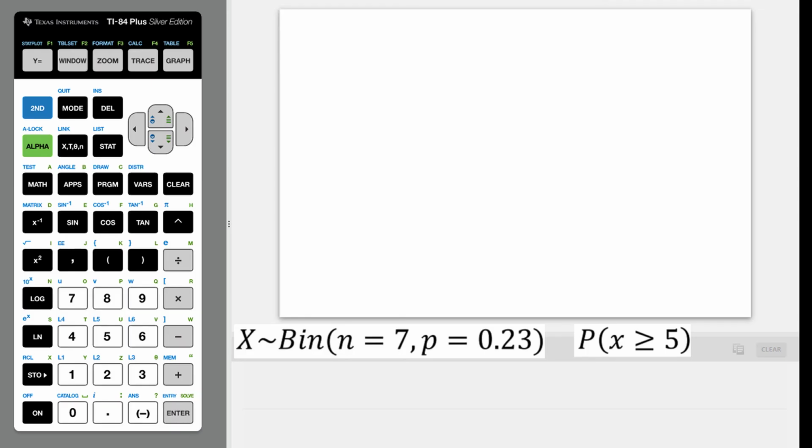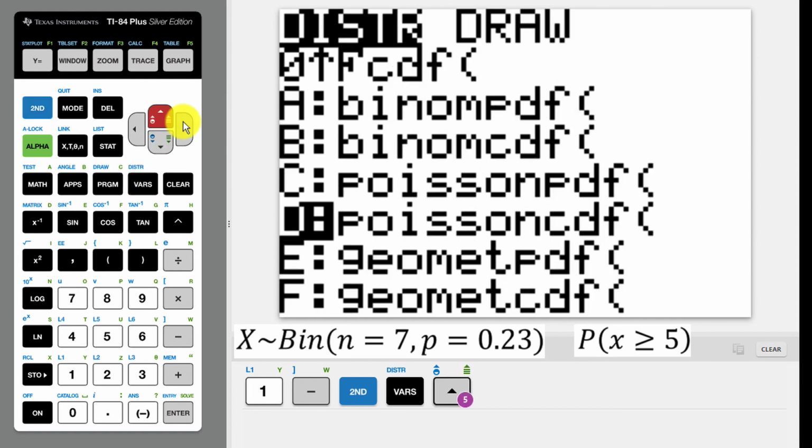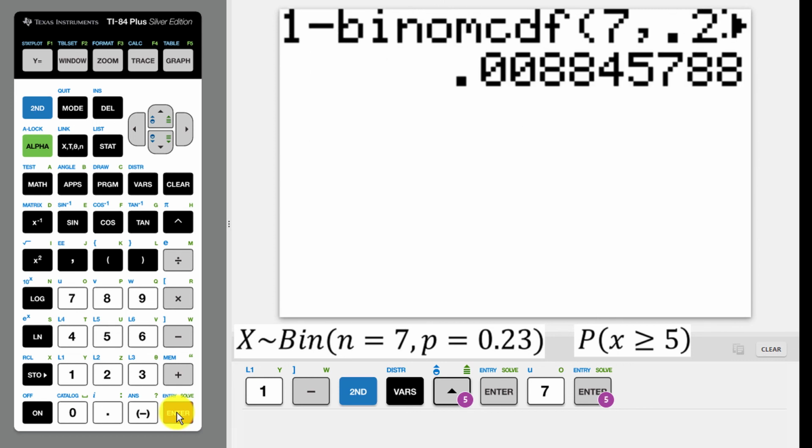In the calculator, we first enter 1 minus, and then we go to second, distribution, arrow up to binomial CDF, 7 trials, p is equal to 0.23, and x is equal to 4, and then press enter. We get 0.0088, which is the probability that at least 5 individuals from the sample of 7 die of heart disease. Not very likely at all.